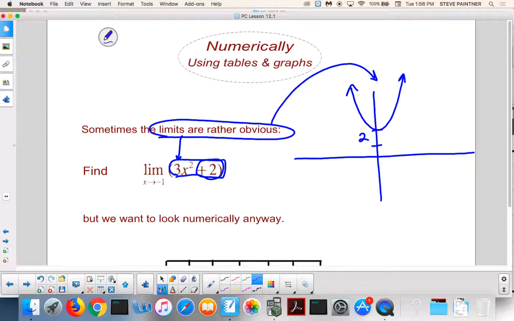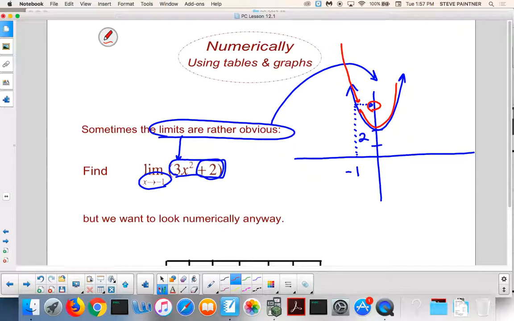Now, what's the limit? Why is it obvious? Because you're closing in on what number? -1. Doesn't it have to be this? Because from the right, all your answers would be approaching that number. From the left, your answers would be approaching that number. It's got to be this.